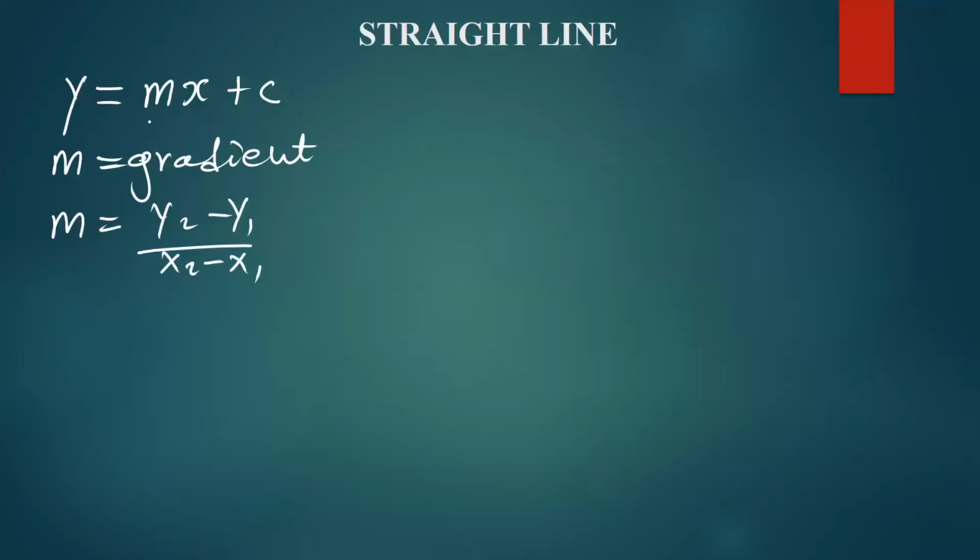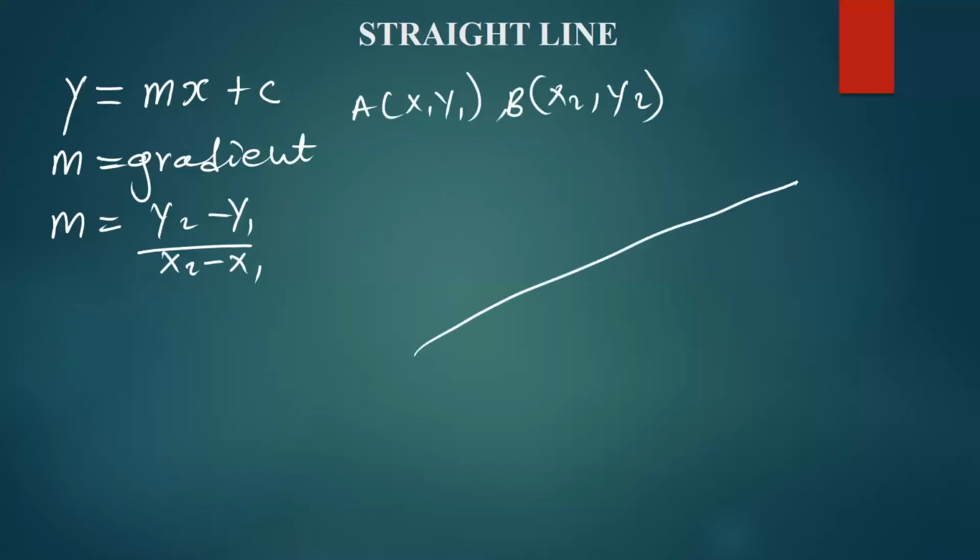Given two coordinates, (x1, y1) and (x2, y2), you can find the equation of this line. Given two points, A and B, lying on the same straight line, let's say you have point A there and point B there. If you've been told to find the equation of this line, the first thing you need to do is find the gradient by using this formula here.